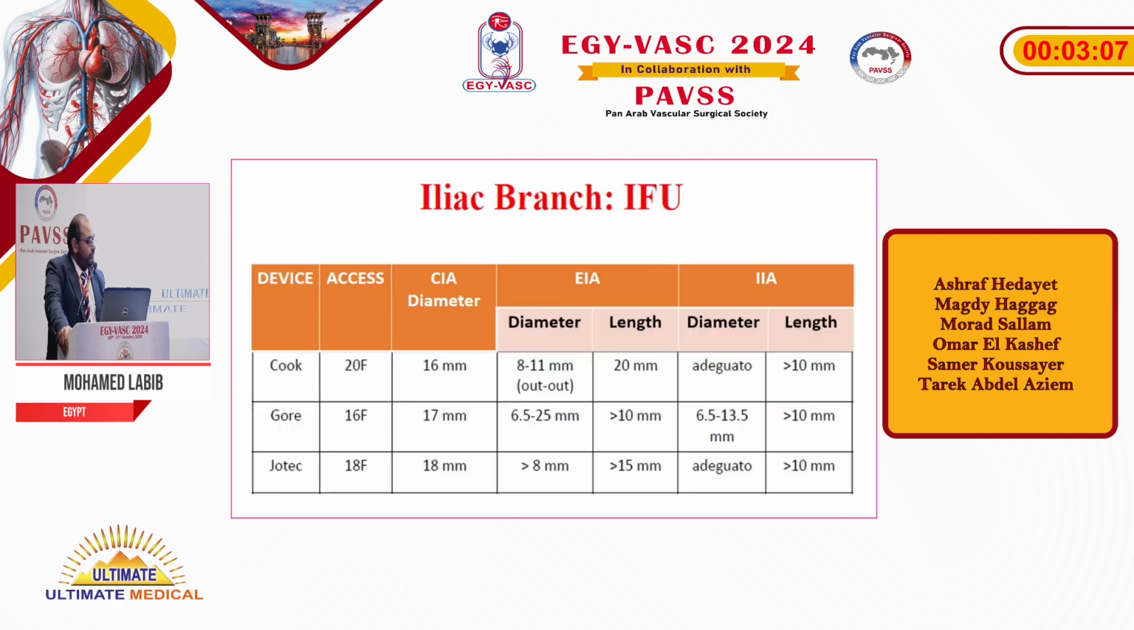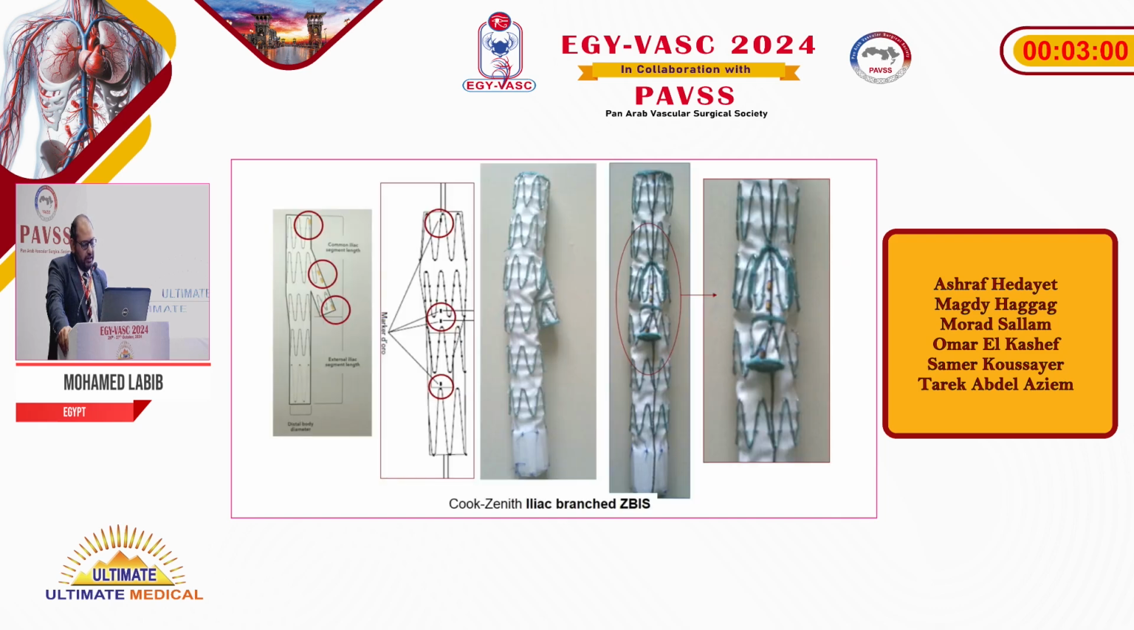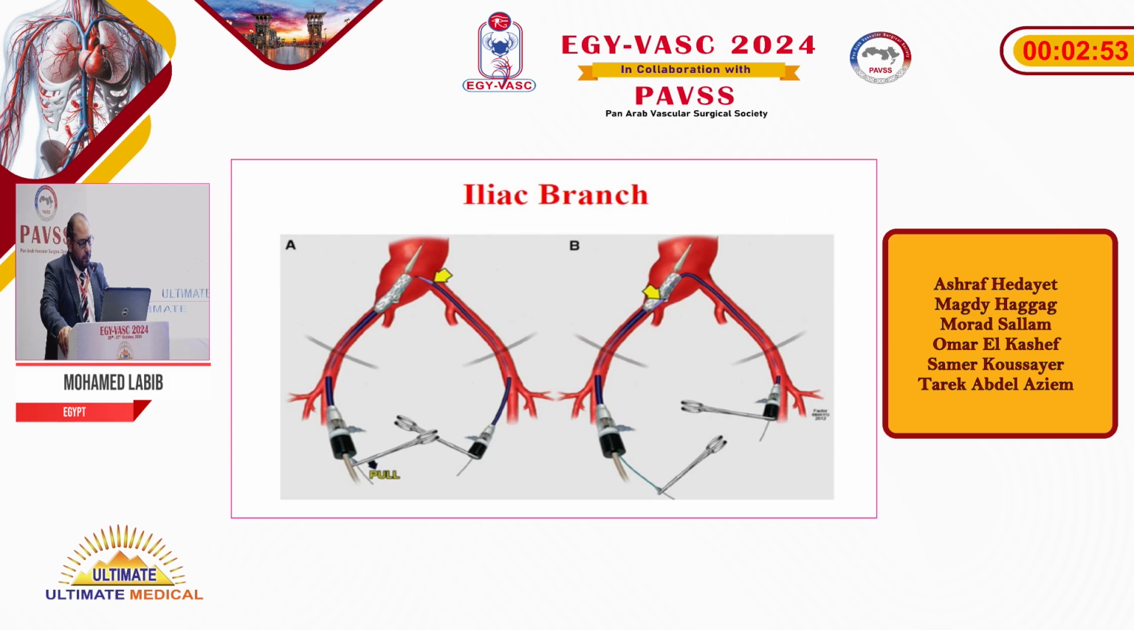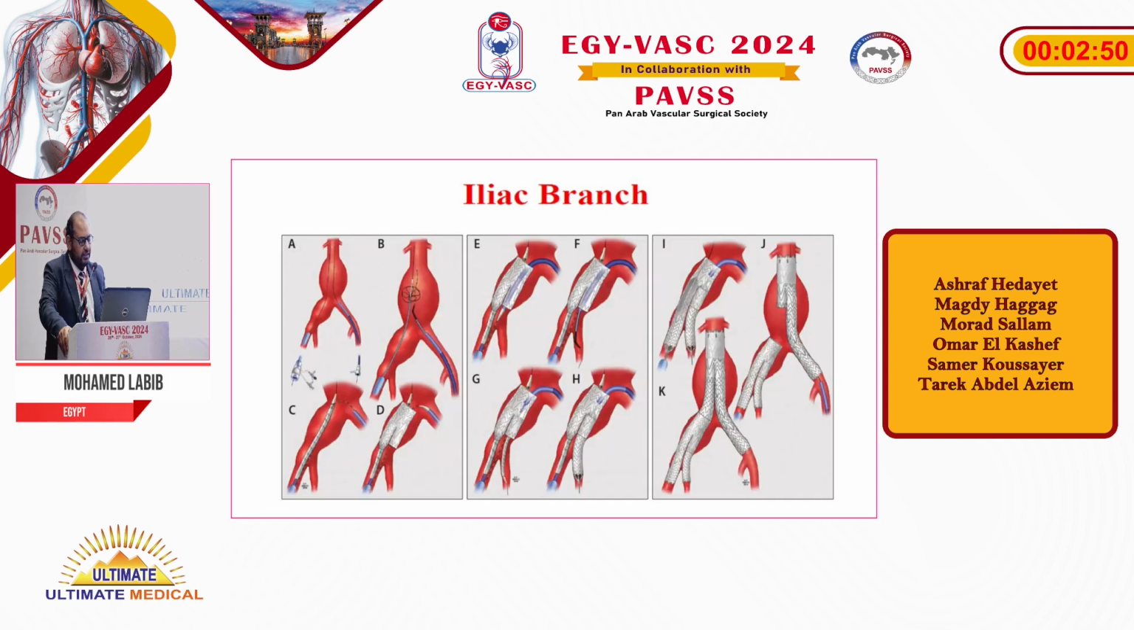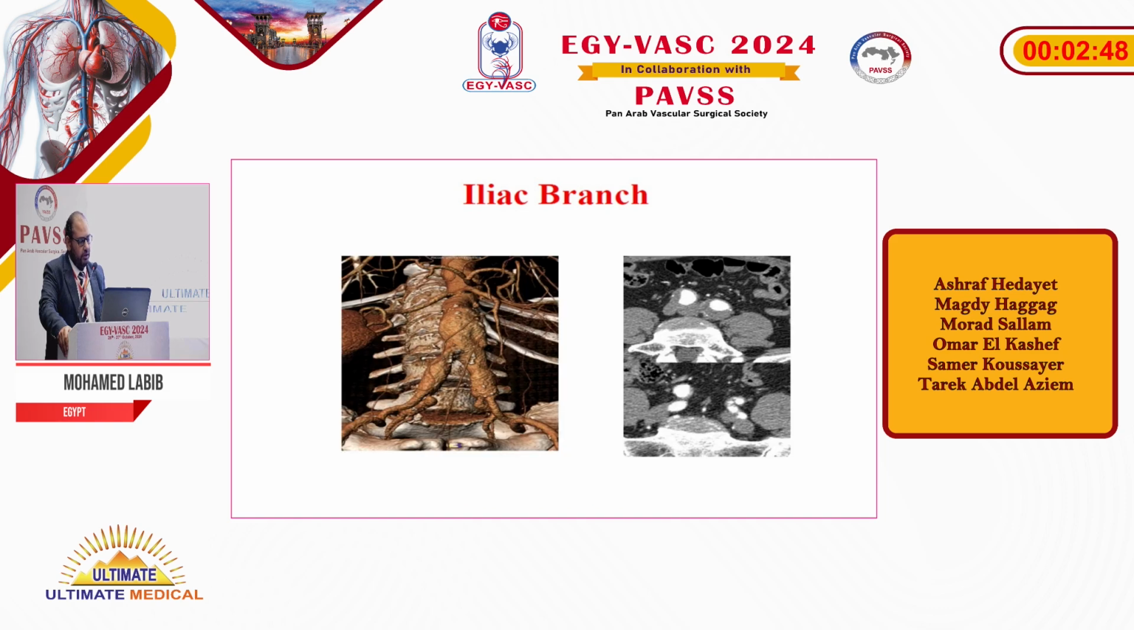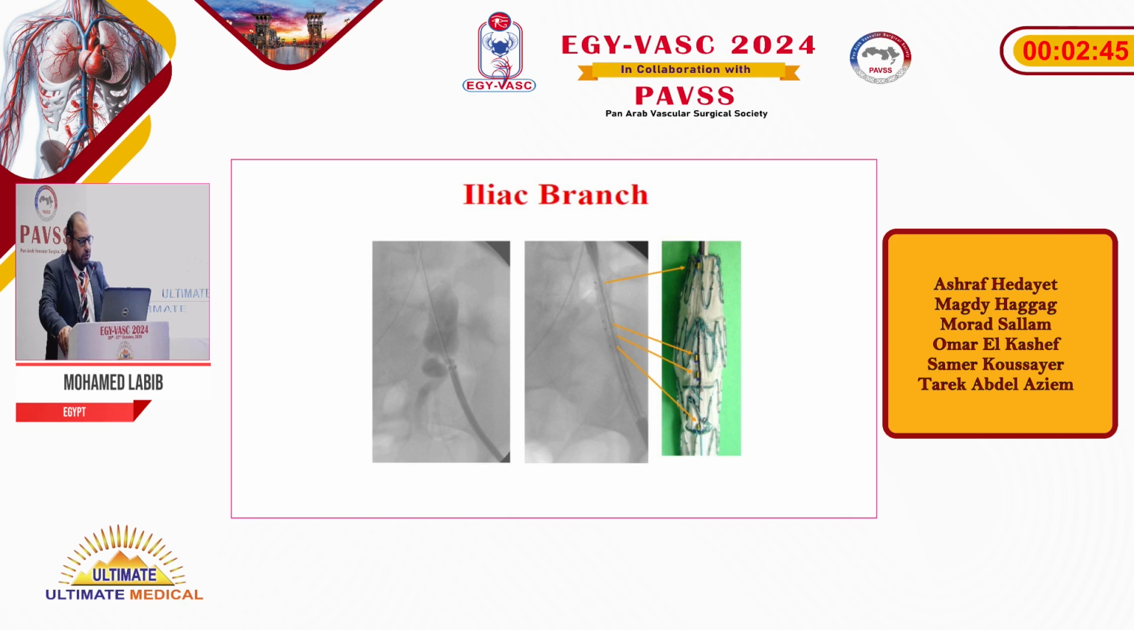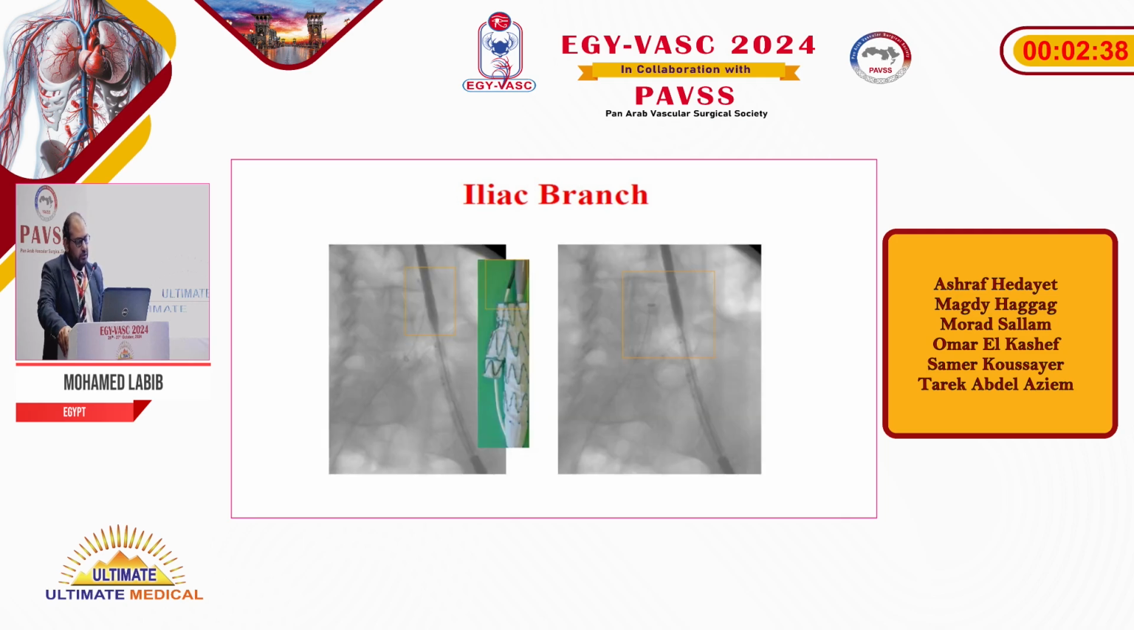This is the iliac branched device, and this table shows the iliac branched device instructions for use of the 3 available devices from Cook, Gore, and Jotec. Here in Egypt, we have the Zenith iliac branched device only, with a side arm for the internal iliac cannulation. This diagram shows the steps of iliac branched device deployment, and now I will show one of our cases with the iliac branched device, after accurate apposition of the graft deployment and a through-and-through wire from the contralateral side.